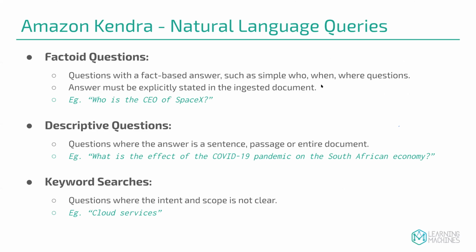Now let's take a look at the different types of questions that you can ask of Amazon Kendra. The first one would be what is called a factoid question. And so it's really a type of question where you would expect a specific answer. So it's typically a question to answer such as who did something, where was something done, when was something done, and so forth. So an example might be, who is the CEO of SpaceX? Or what is the height of the Eiffel Tower? Or when was a specific person born? If that type of information is contained within the ingested documents.